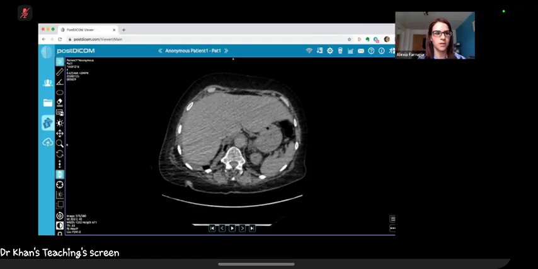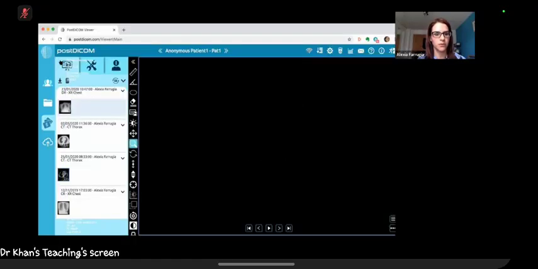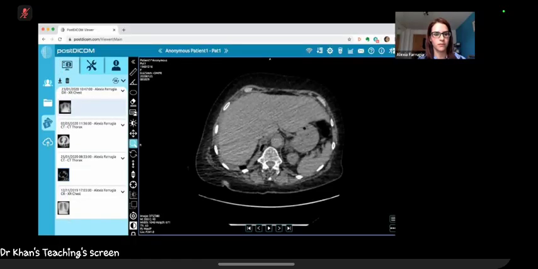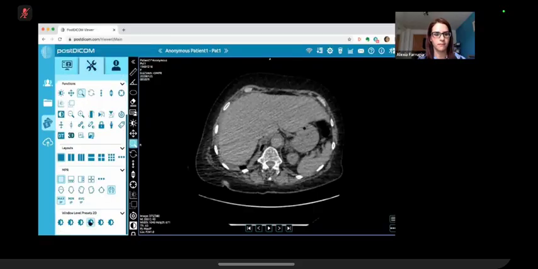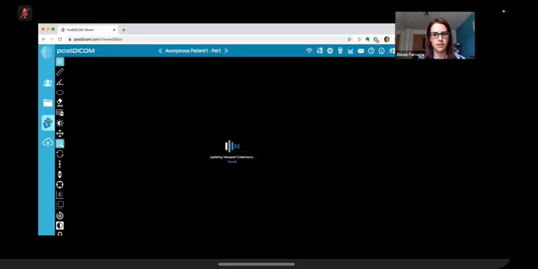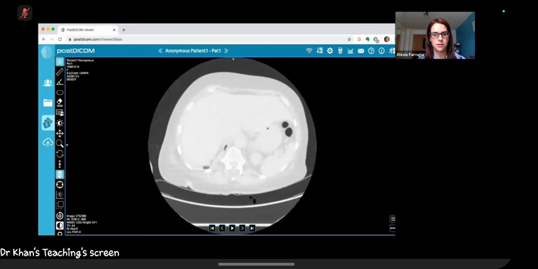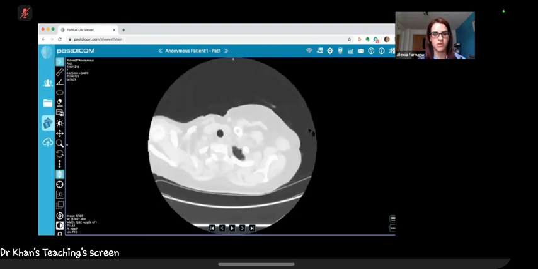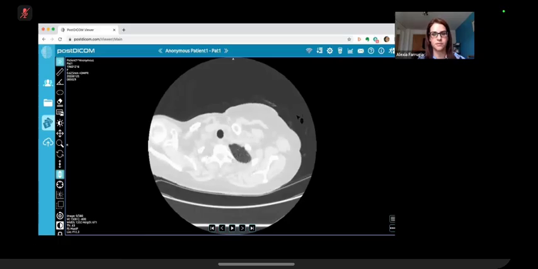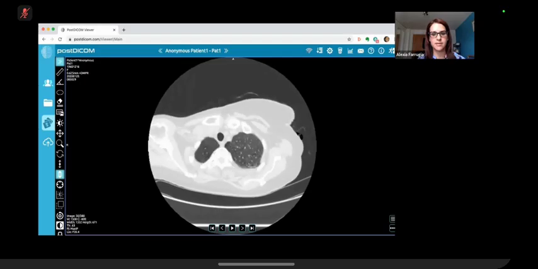And now I will change the window. And we'll look at the lungs. Okay. So I will scroll through it again on lung window now. So focus on the lungs.